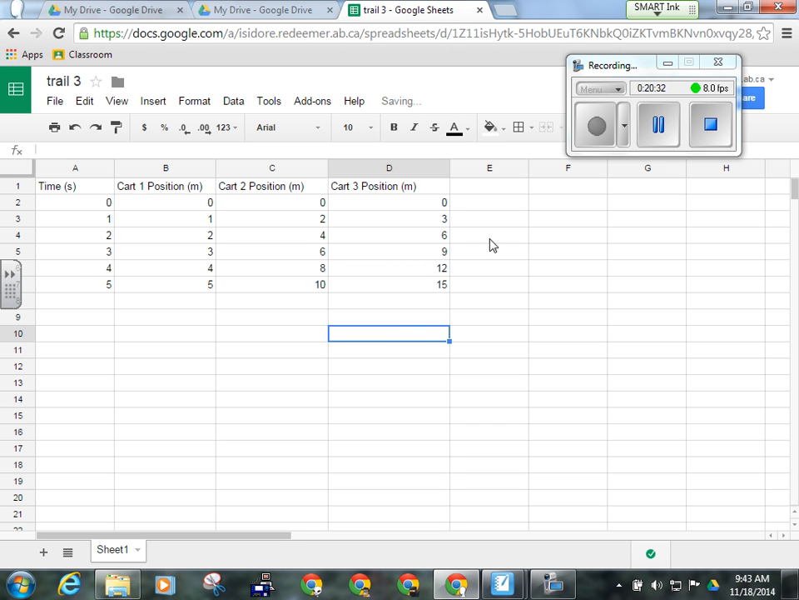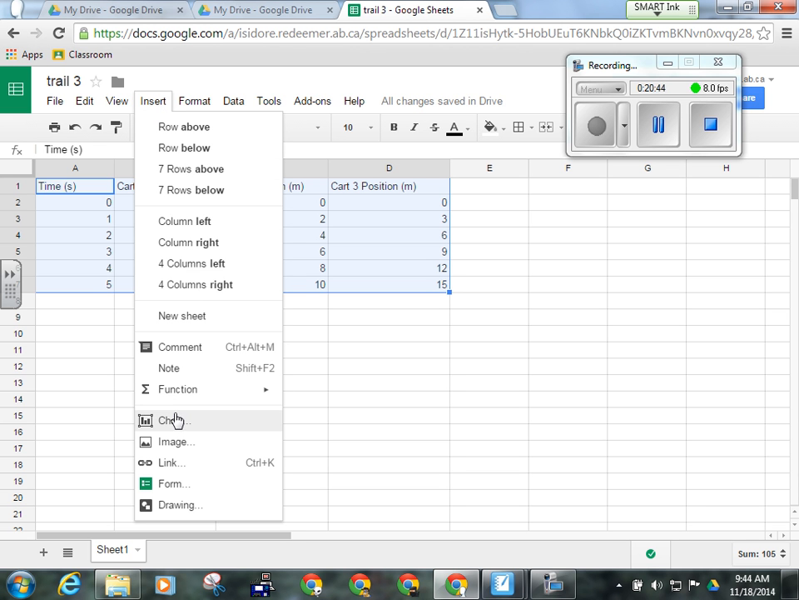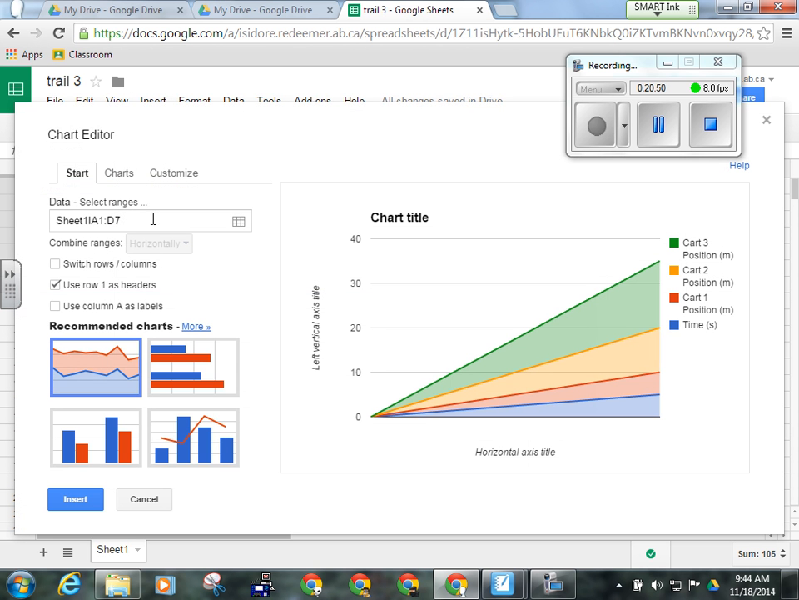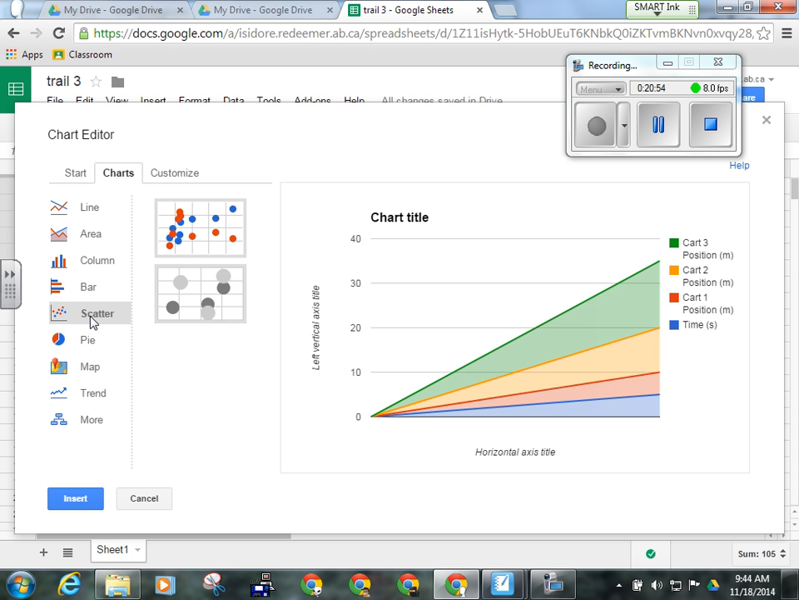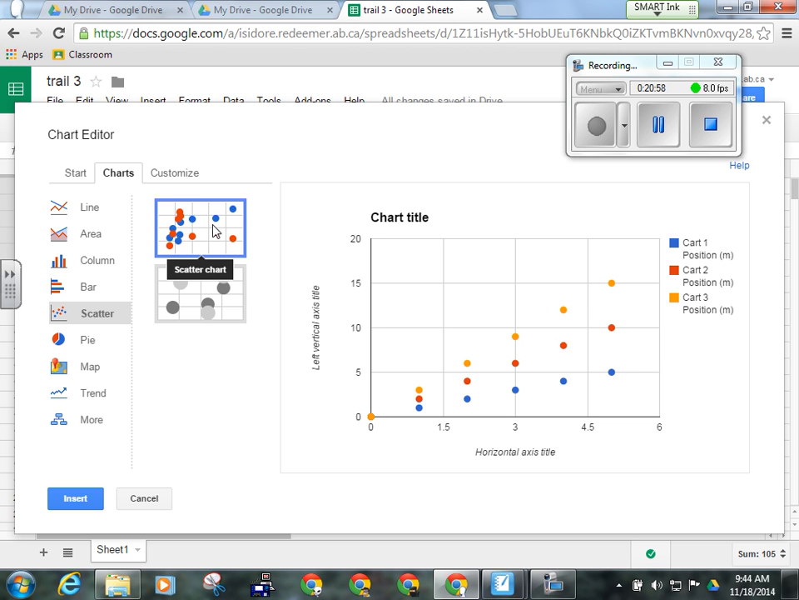All right, so now we've got 3 different sets of data. Everything else is the same, we don't do anything else different. I click on the whole thing, highlight it all, go to Insert, go down to Chart, just like I did before. Click on Charts, go to Scatter, because that's what I want. Scatter, boom. All 3 sets of data show up on the graph.